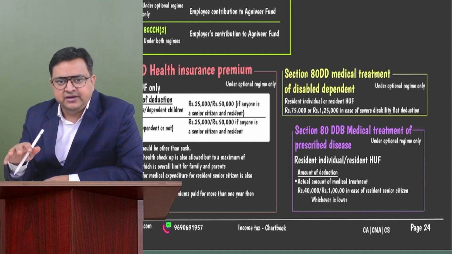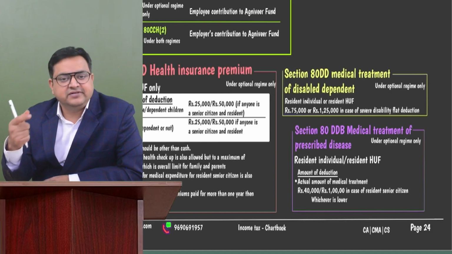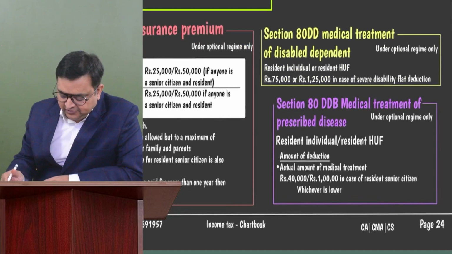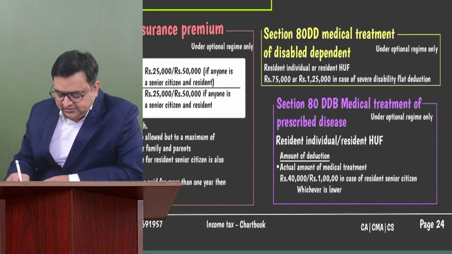This is the deduction. But in case the person for whom the medical treatment is done is a resident senior citizen, the 40,000 limit would be increased to 1 lakh rupees. So 40,000 rupees or 1 lakh rupees, as the case may be in case of senior citizen. This should be the lower of the following, should be the deduction.